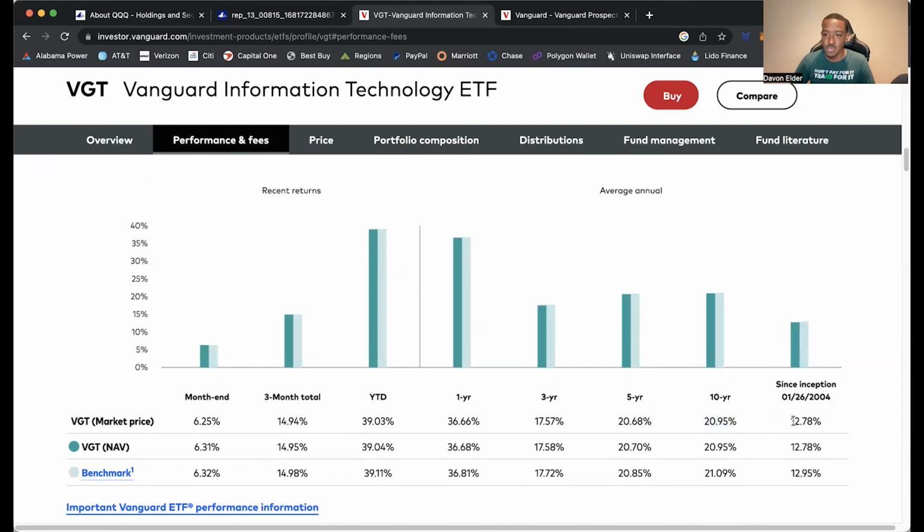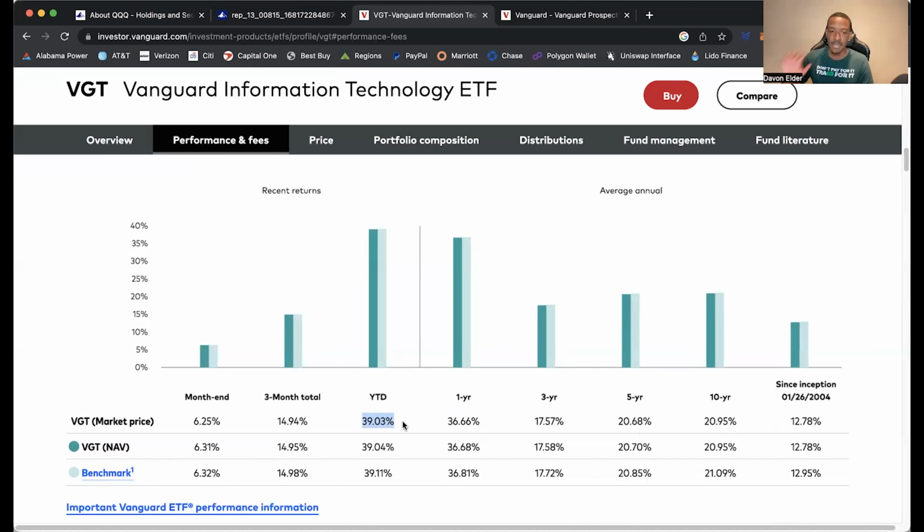Since inception, when this fund was started, the fund has been giving on average 12.78%, which gives a very broad range because we understand that in the last 5 to 10 years, technology has been rewarded very significantly. I believe that technology will continue to be rewarded, but it's important to understand, just to give a little bit of perspective, what has it done since inception? And year to date, what has it been doing year to date?